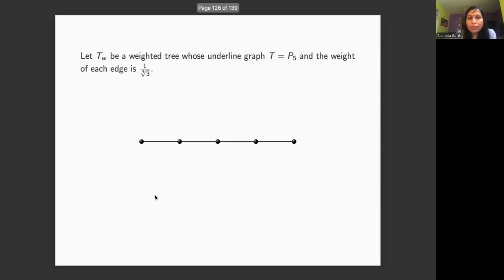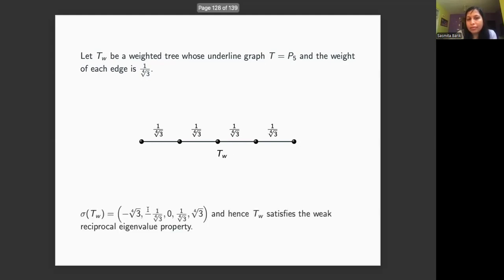Then we got one example: if you are taking a tree that is just a path, put the weights 1 by 4th root of 3. Okay, so the same weight you put on all edges. This graph has these eigenvalues. You can observe that this is a singular graph and the non-zero eigenvalues are satisfying the reciprocal eigenvalue property. So this is a weighted tree, and it's satisfying the weak reciprocal eigenvalue property.